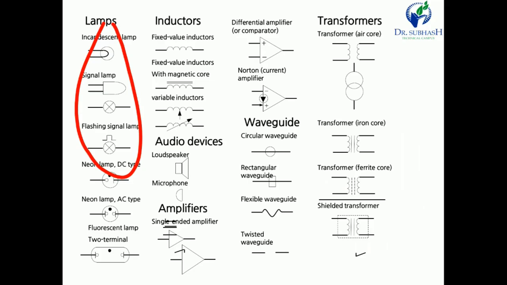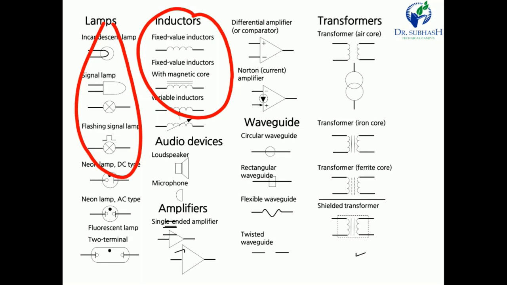Then different lamps are like this. You have to draw this symbol. Then inductor. If you want to draw the symbol of an inductor, then you have to draw the symbol like this. See, an inductor is used for the transformer as well as to limit the current.